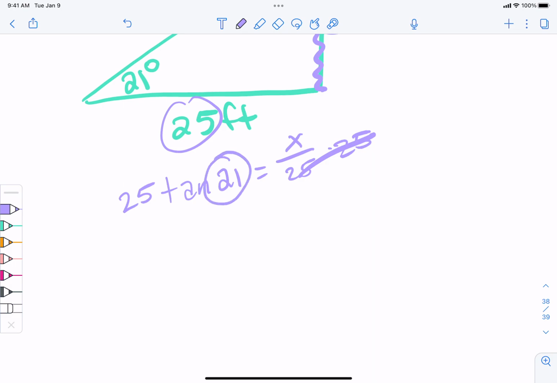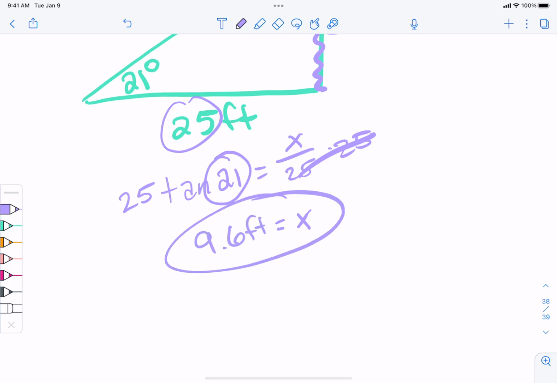X equals how many feet? 9.6. 9.6 feet in the air is your football. Does that seem appropriate? Yeah, I mean, you're gonna be fine.